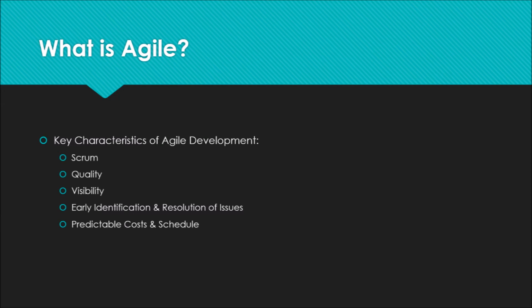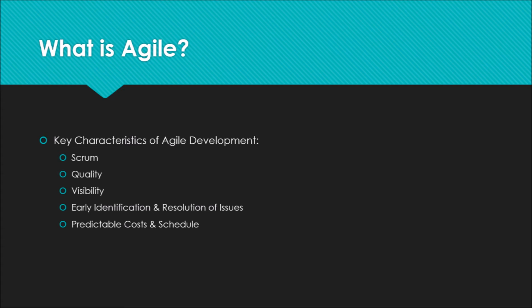So the first thing you're going to want to understand about Agile is it has a few key characteristics. Now, there are lots of characteristics, but I've summed up the biggest ones. First off, we have Scrum. Scrum is a framework where people can address complex adaptive problems. It's a very simple framework for effective collaboration.